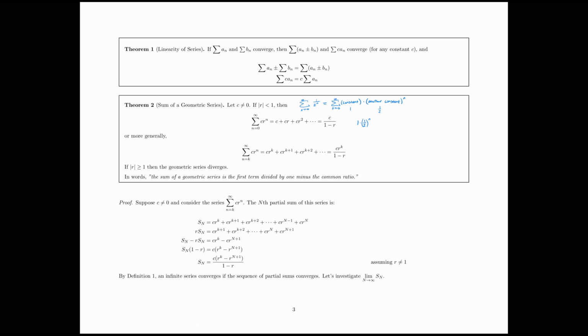More commonly than not, it's easier to think about it written this way. The sum of a geometric series is the first term of the series divided by 1 minus r. Notice the first term here is c, so we have c. The first term of this series is c r to the k, and that also appears here. So it's as if we could just say the first term divided by 1 minus r. And this r is called the common ratio.